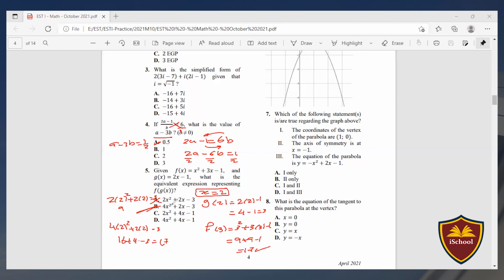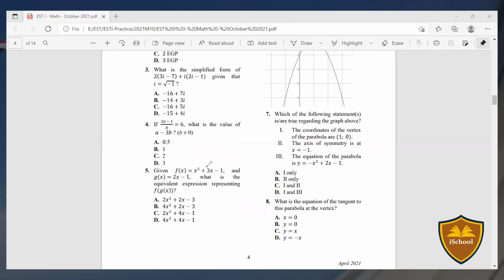This is the first way to solve this question: taking any number, for example, x equal 2, and substituting in the first function g of x because it's the inner function. After that, we find the result of this function, which equals 3. So we substitute in the other function to get the number 17. After that, substitute in the choices. This is the first way.